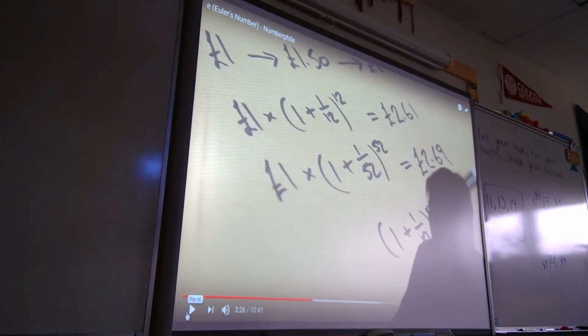So E is used a lot of times in financial interests, no pun intended there, but it's often used in financial stuff, but it's also used in anything organic that can grow or decay constantly.